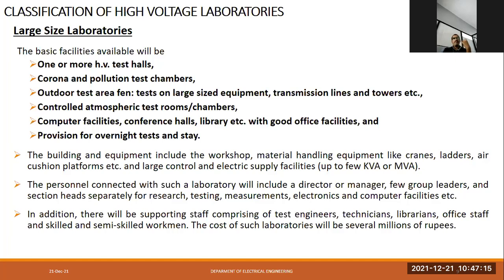Then controlled atmospheric test rooms, or chambers. In such cases, whatever atmospheric test, like pollution or weather conditions like rain, dry or fog, there should be a controlled chamber, right? Then computer facilities, a conference hall, and a library with good office facilities. As PLC and SCADA are there now, in high voltage PLC SCADA is playing a very important role, so there should be computer facilities for these programmings and all the things.